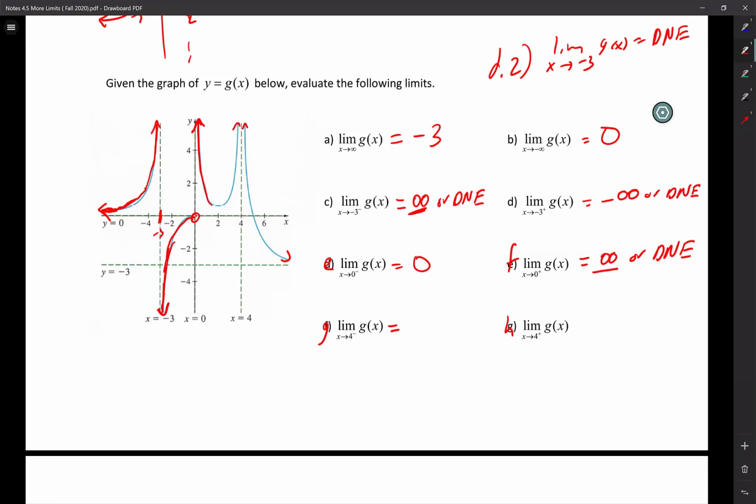Letter G, limit as x approaches 4 from the left. 4 from the left, it looks like positive infinity. Letter H, limit as x approaches 4 from the right. It looks like positive infinity, or does not exist, right, for both.